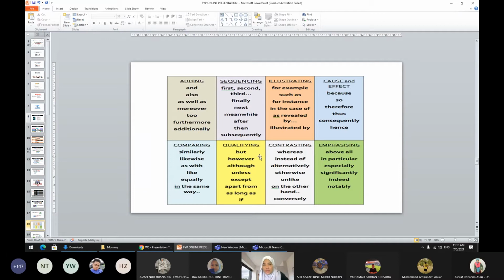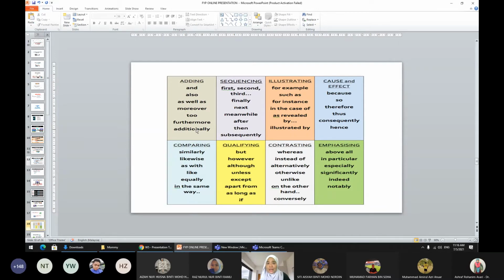Moving on, now I proceed with my second point, which is, okay, this is due to the fact that, to show the reason why we did this project is because, something like that. All that, guys, is very, very important to show coherence, and to show you are linking from your main point to your supporting details.